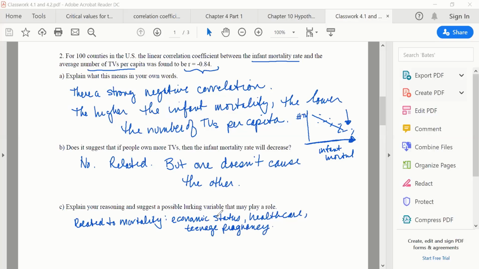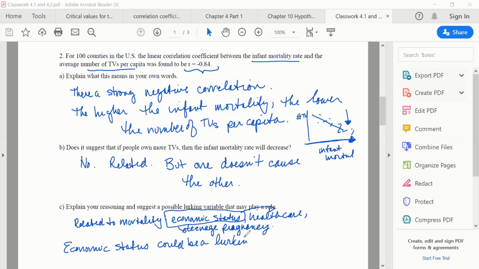Okay. Could one of those actually relate to how many TVs per capita? When do people have more TVs? When they have more rooms in their house to put the TV in. When they have more money. So the economic status plays a big role in healthcare, in teenage pregnancy, and in infant mortality. So the economic status would be a lurking variable.